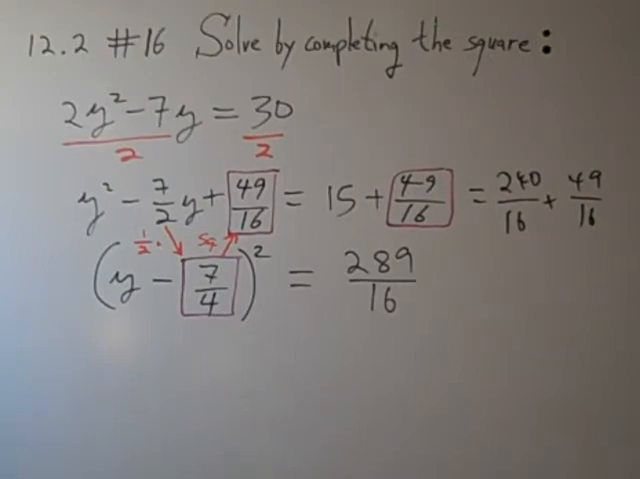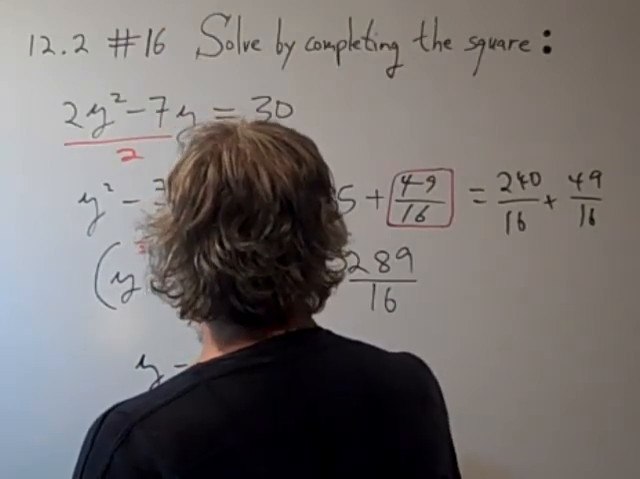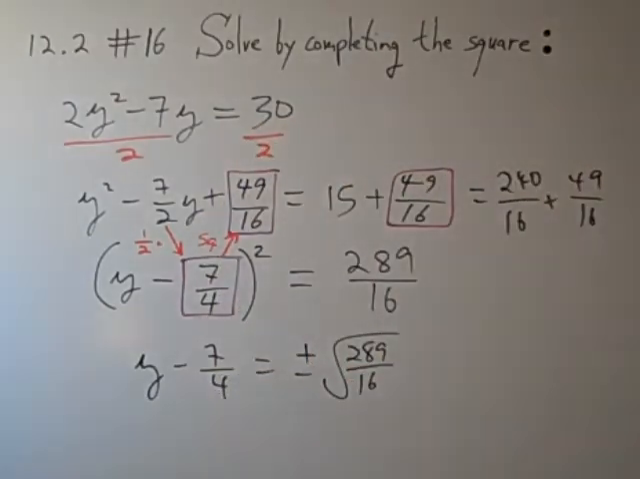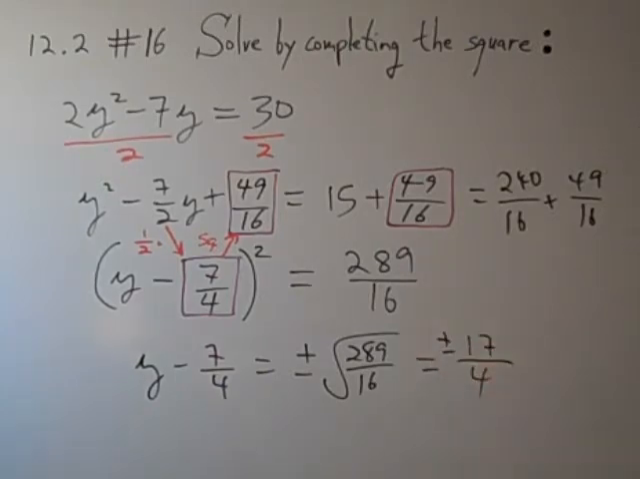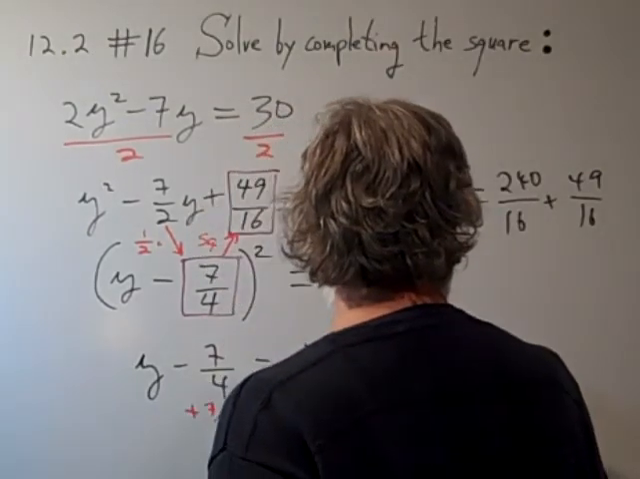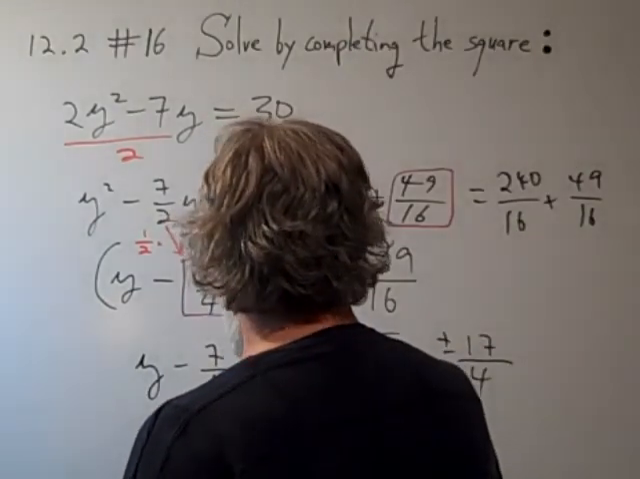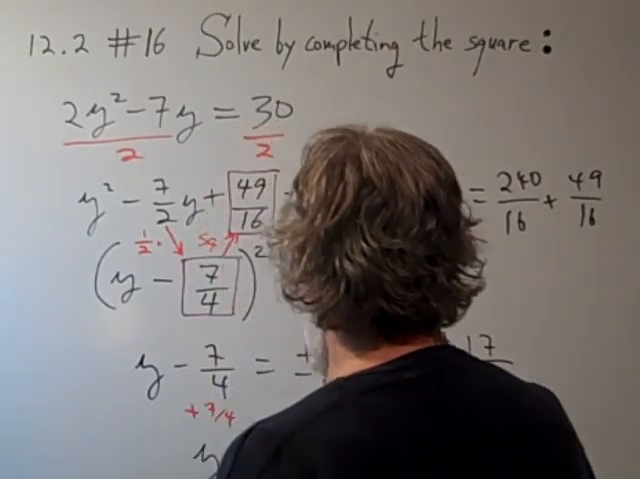Now we use the square root property to get rid of the square, and we write y minus 7/4 equals plus or minus the square root of 289 over 16. And the square root of 289 is 17, and the square root of 16 is 4. So if I add 7/4 to both sides, we get that y is equal to 7/4 plus or minus 17/4.